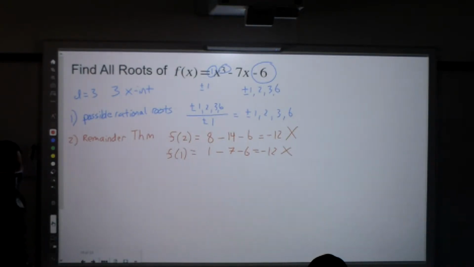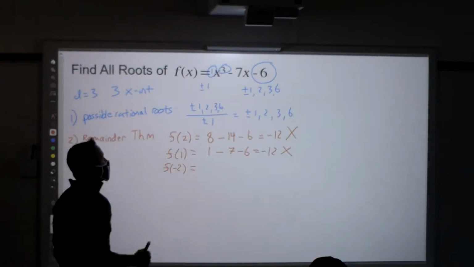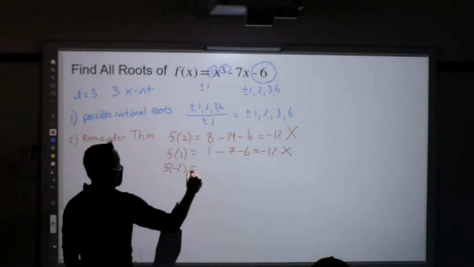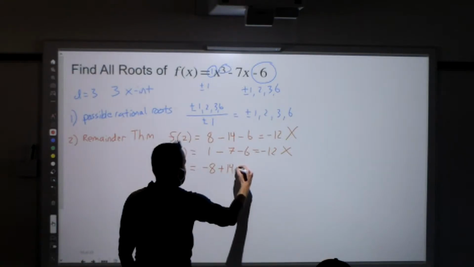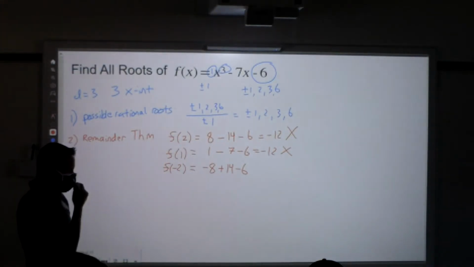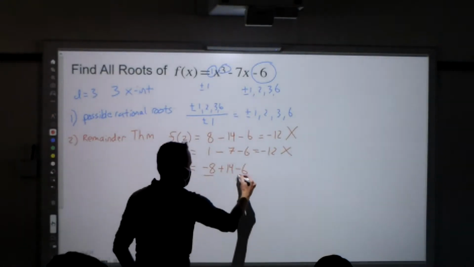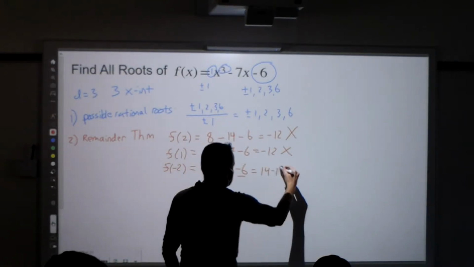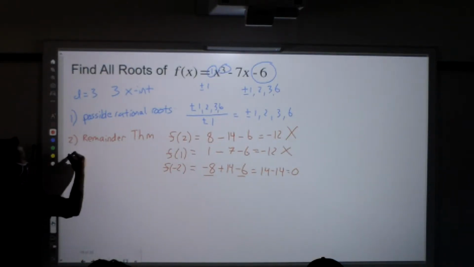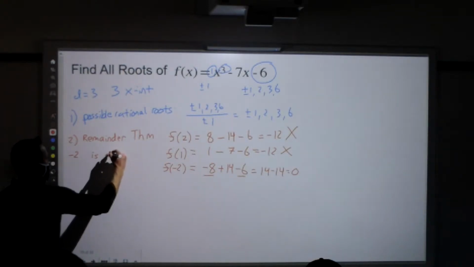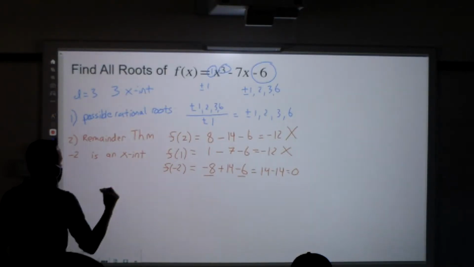Does -2 work? Yes. Let's try it. So now we're testing -2. -2 times -2 times -2 is -8. -7 times -2 is 14. And we have a -6. Now, I like to combine all the positives and negatives, so if I combine -8 and -6, I get -14, plus 14, which is 0. Yes. What does that tell us about -2? It's 0. It's a root or a zero or an x-intercept. They all kind of mean the same thing in this instance.